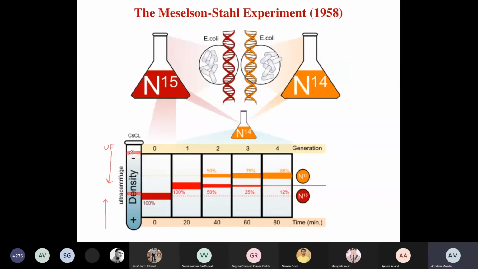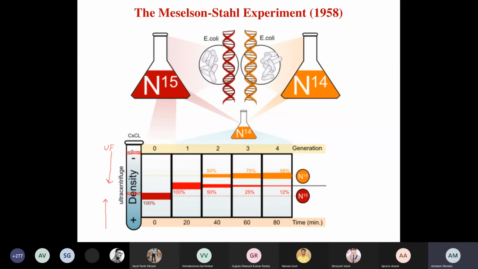Okay, so now you know that using the ultracentrifugation process, or density gradient, we call it density gradient centrifugation. Using this density gradient centrifugation experiment, you should be able to get a relative idea about the molecular weight of the DNA.